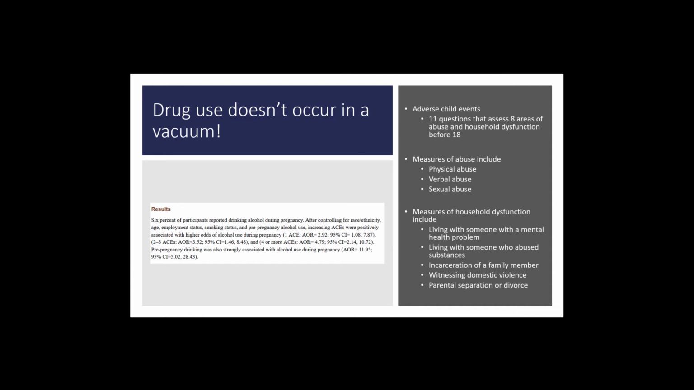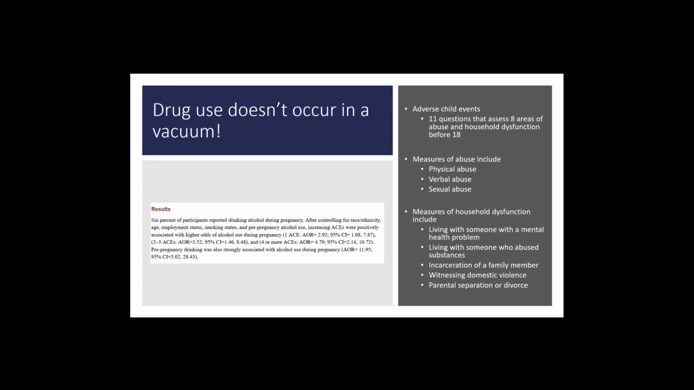So one example of this co-occurring incidence of stressors and the impact of early life stress on developmental outcomes is from this study here. I'm going to introduce you to adverse childhood events, typically called ACEs, which is talked about a lot in this book, but I'm going to bring it up a little earlier because I think it's relevant right now. There are different ways that ACEs are measured, but the study we're looking at had 11 questions that assess 8 areas of abuse and household dysfunction before 18 years of age. So it's these early life stressors.